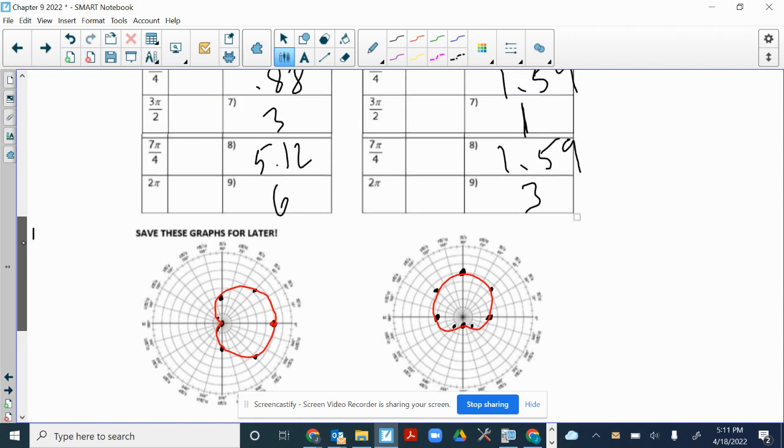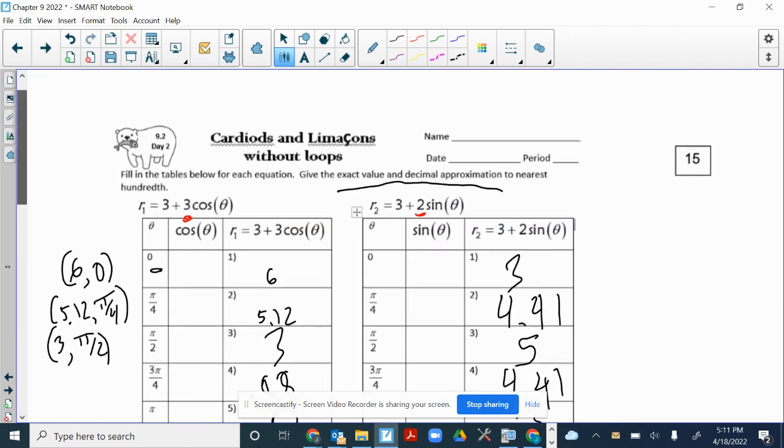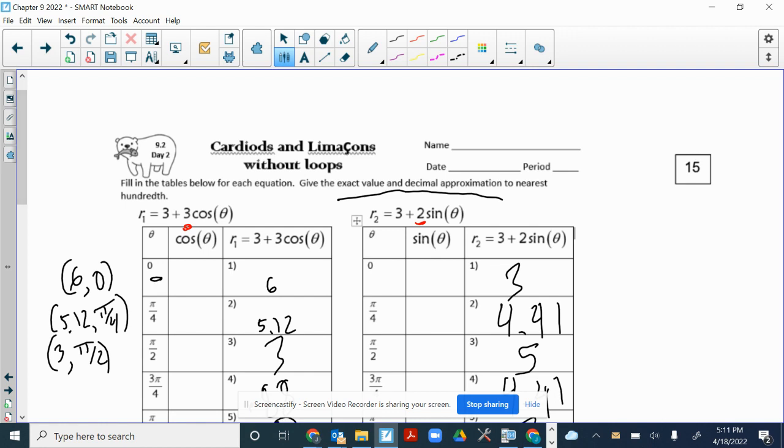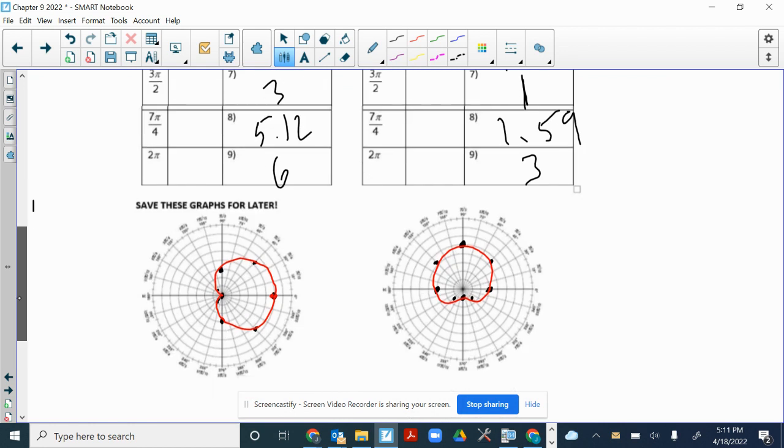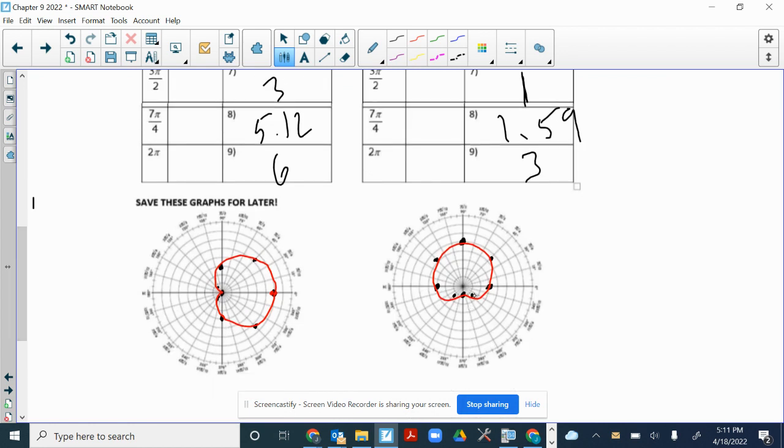This is a limacon. It's funny, it's got the little thing under there. Yeah, it's a weird word, but it kind of looks like a lima bean. Okay, it's got this little hump here. And that's also what you guys are going to be exploring today.